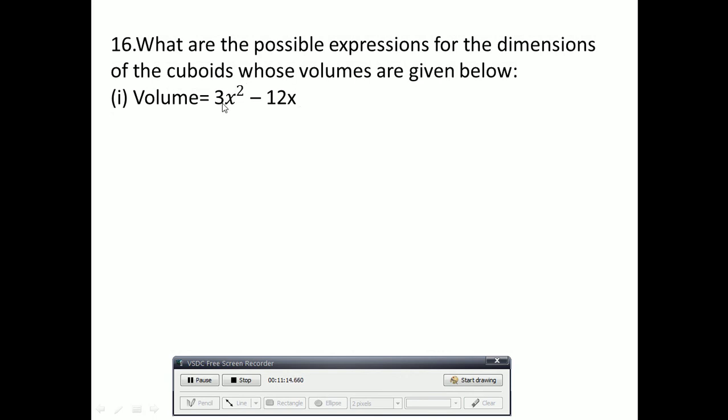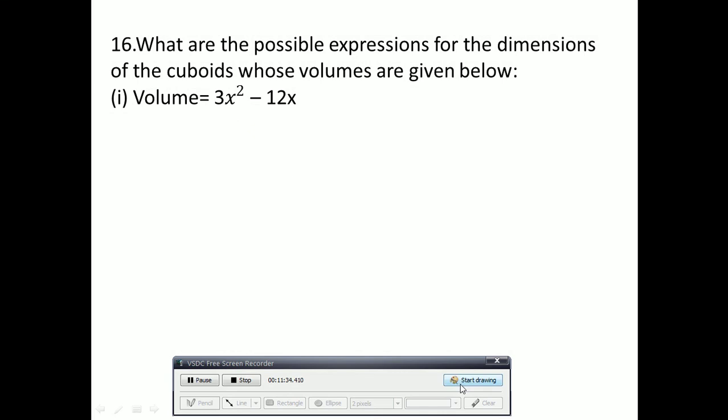Like we had done in question number 15, in which we converted that expression into length into breadth, because the area of a rectangle was length into breadth, but the volume of a cuboid is length into breadth into height. So we will convert this expression as length into breadth into height. So we will find the factors.